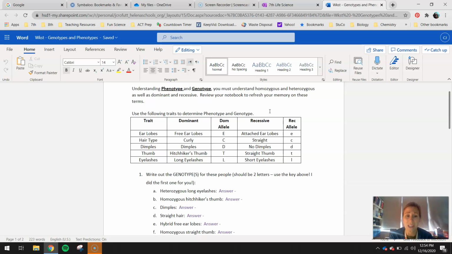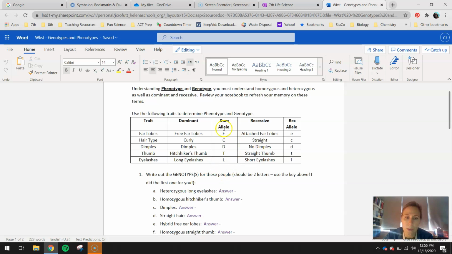Remember, the dominant trait, if that trait is present, it will show up over any recessive trait. So if one parent, even one parent, passes down the allele for a dominant trait, that's the trait that we're going to see in the individual. Okay, it doesn't matter what the other parent passes down, whether they pass down a dominant or a recessive.